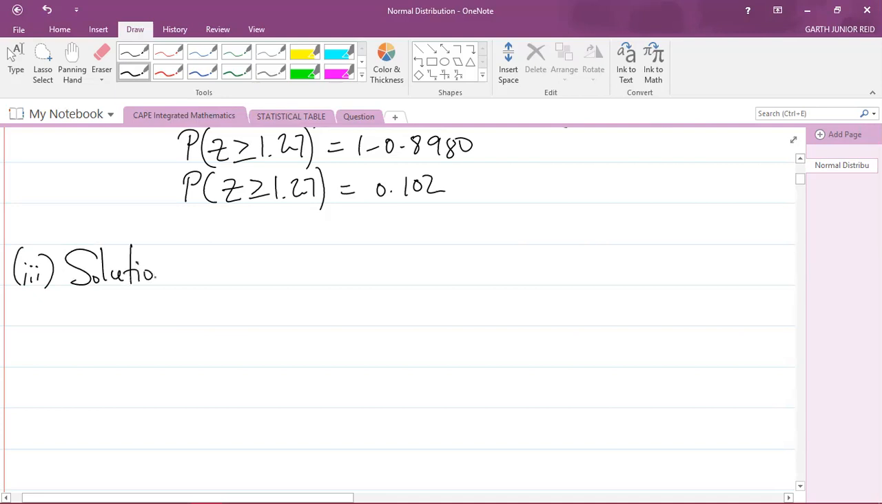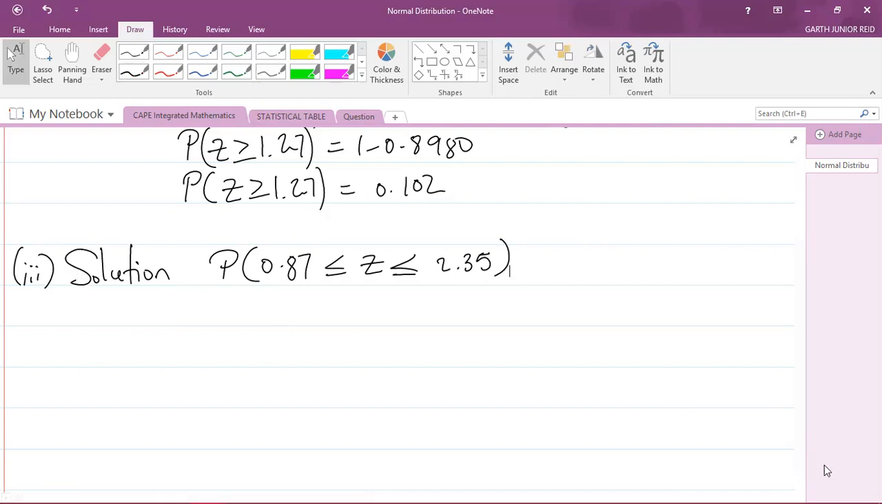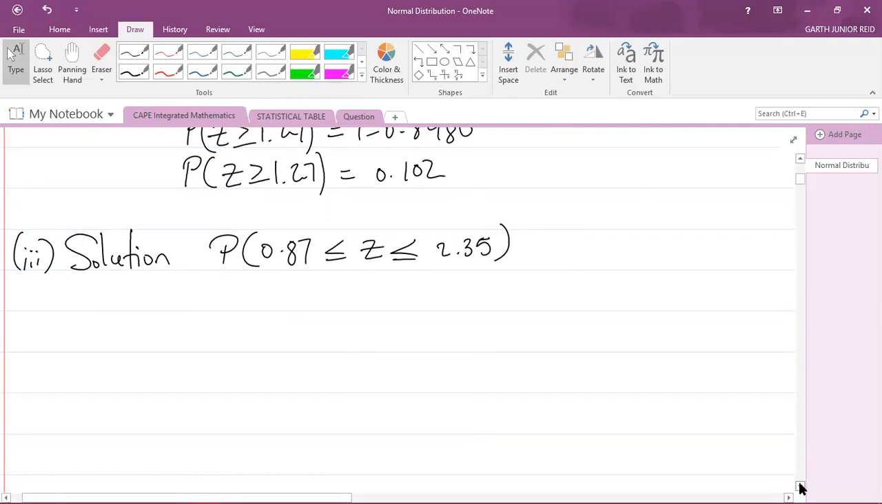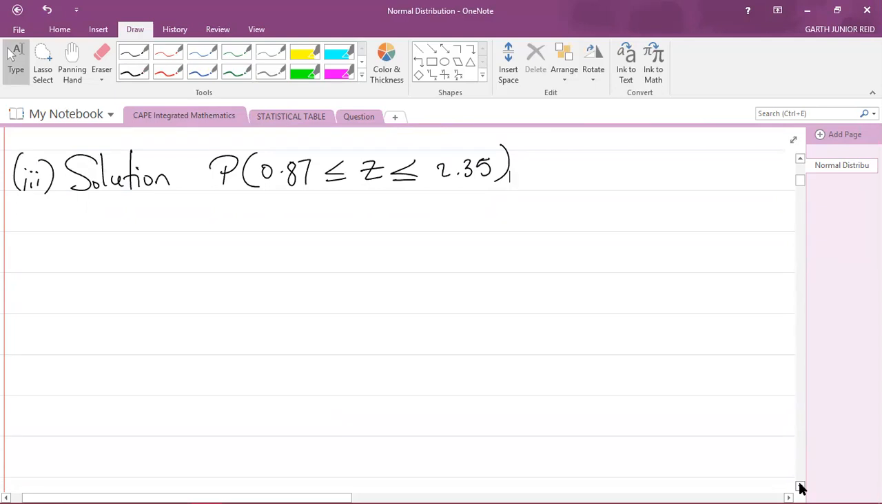Part 3 solution, and that is when we want the probability of 0.87 less than or equal to Z less than or equal to 2.35. Great. That is what we want. All right. Well, let us also draw a diagram so that we can have a visual representation, so that you can interpret this probability better. So let us draw our normal distribution curve.